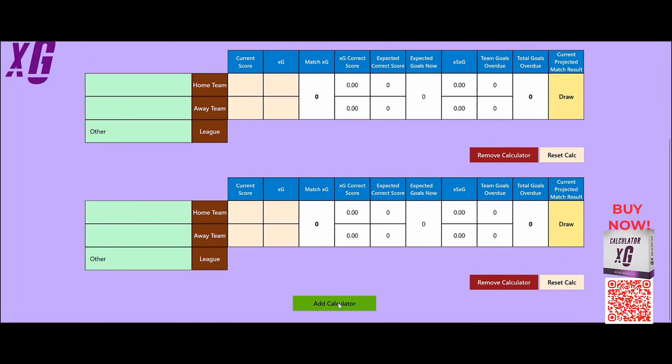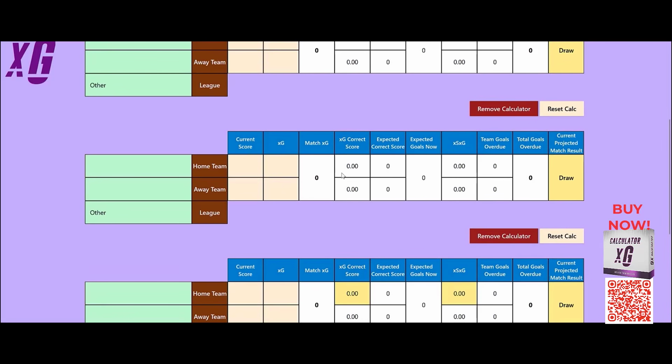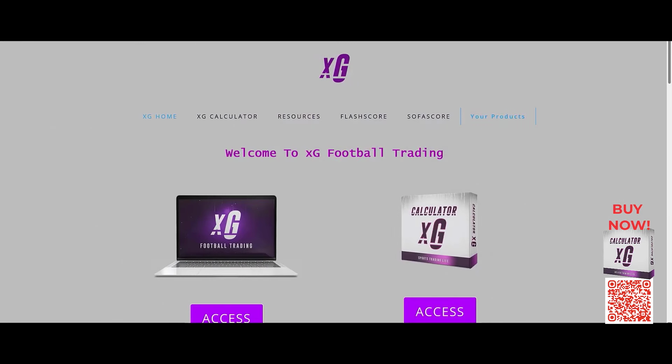And as said, you can add as many calculators as you want because there's going to be a lot of matches happening, which means a lot of potential market corrections happening too. And so you obviously now understand exactly how the calculator works.